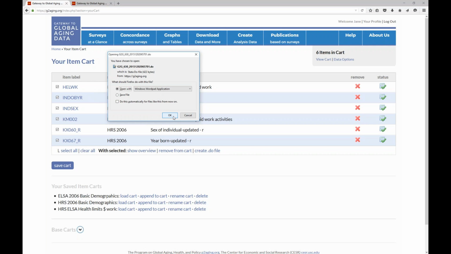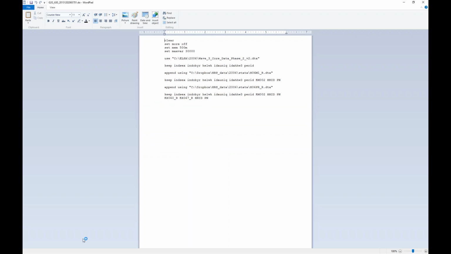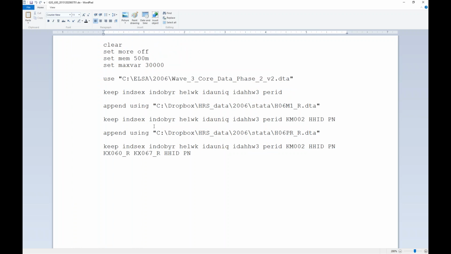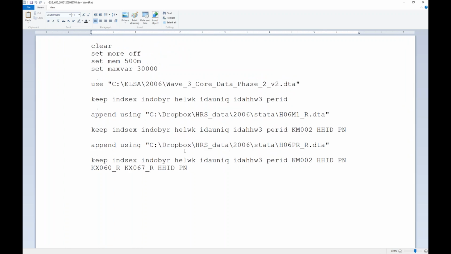You can open it directly with Stata, or in this case, let's just open it with WordPad, and let's just look at what it is instead of running it in Stata. So you can see here, this is what a Stata program looks like if you're not familiar. This is a .do file.